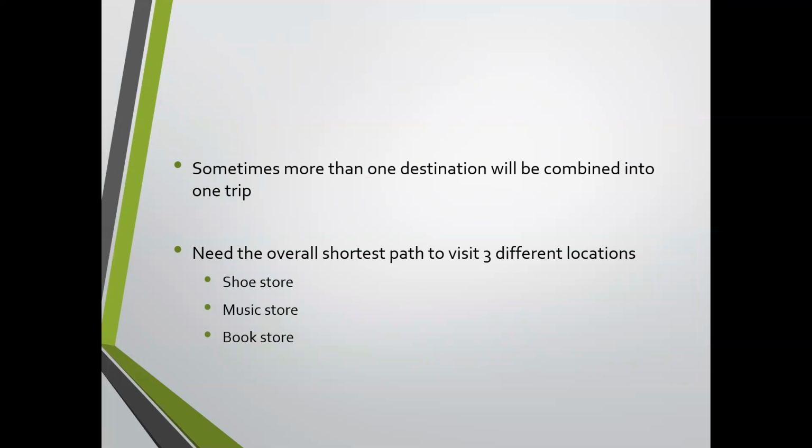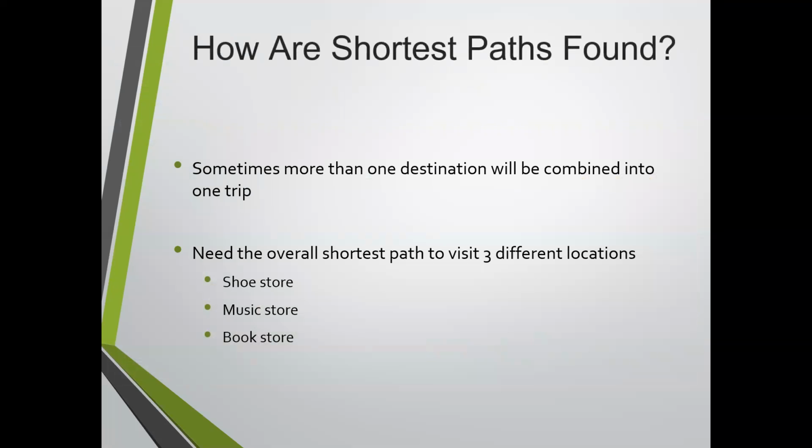Sometimes you may want to calculate more than one destination, so we can combine these into one trip. So you may have a need to do a shortest path visit to 3 different locations. So for instance, a shoe store, music store, and a bookstore.